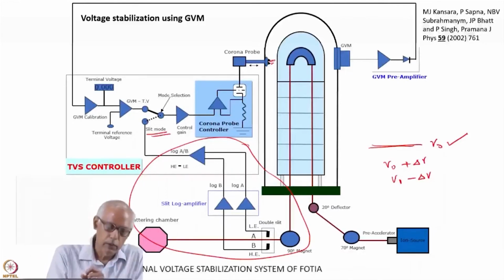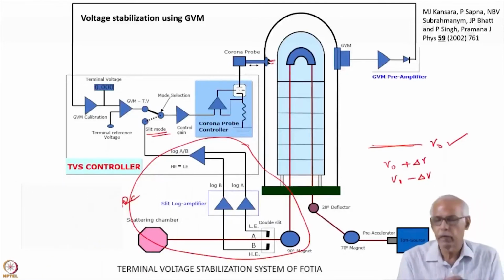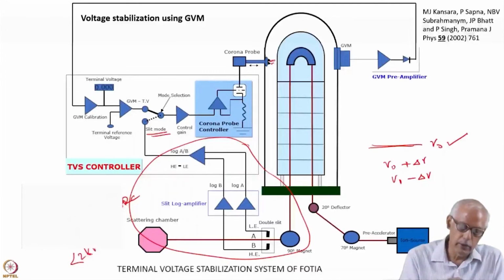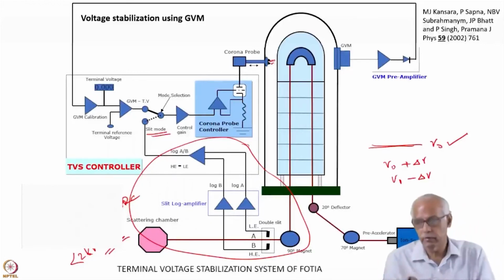This circuit was designed by M.J. Kansara, Sapna Padam Kumar and colleagues at IITs BRC. It worked very well, and in both cases we could achieve voltage stabilization of about 2 keV at the highest voltage of 6 million volts. So this circuit worked very well.